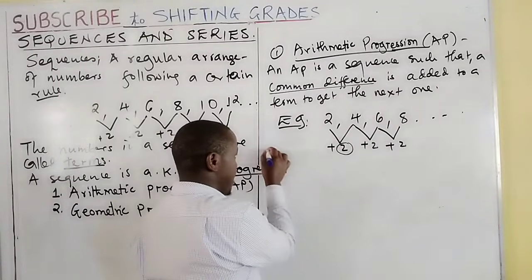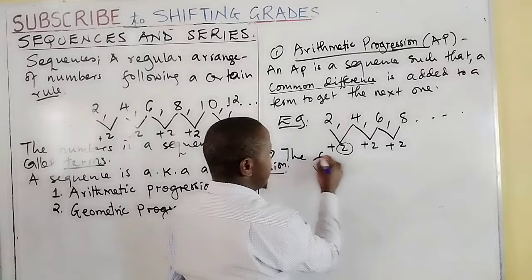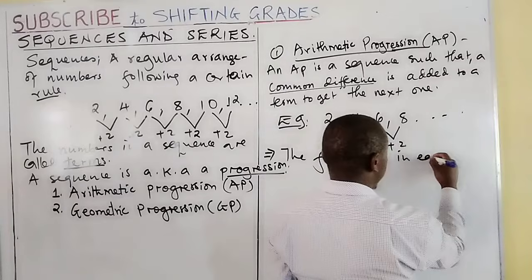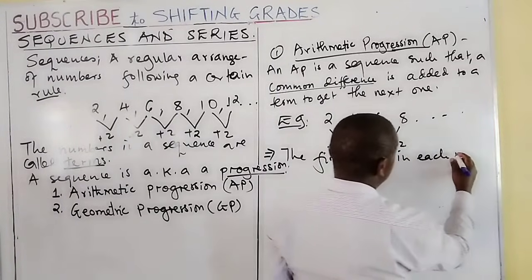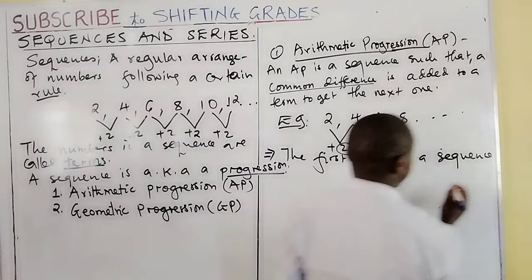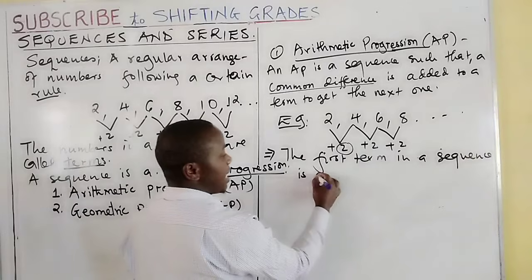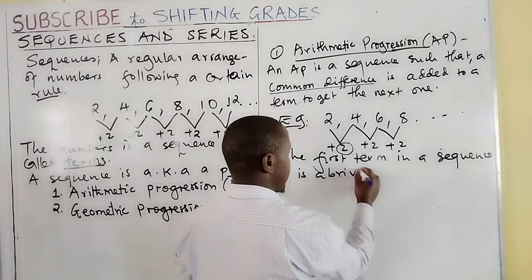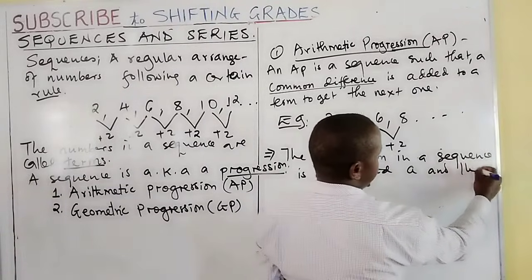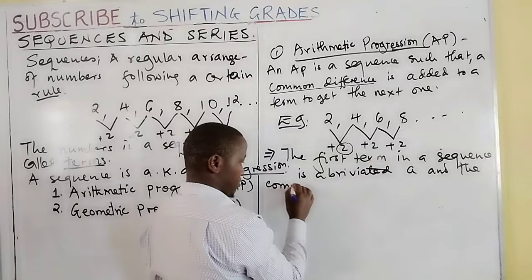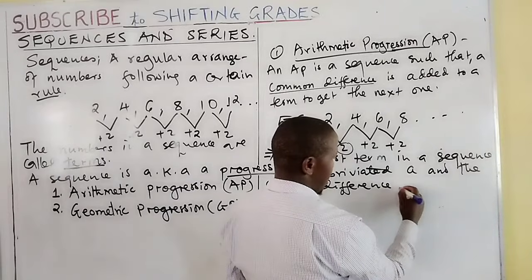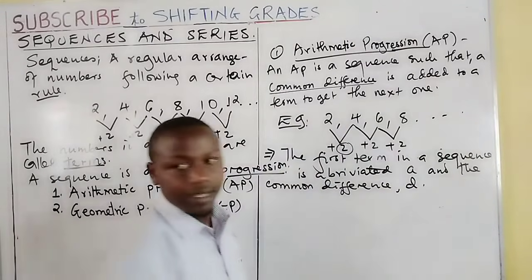Therefore, we can have this as a note: the first term in a progression or in a sequence is abbreviated small letter a, and the common difference from a term to another is abbreviated small letter d.